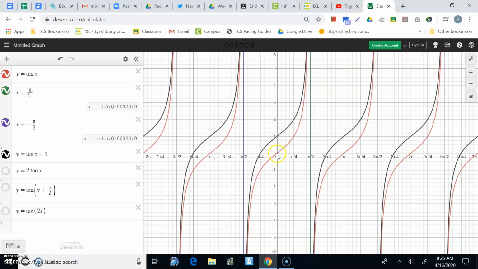What was once 0, 0, now 0, 1. What was once pi over 4 comma 1, now pi over 4 comma 2. Everything is getting shifted up by 1 unit. So pretty simple concept. Had I subtracted, it would have shifted down.